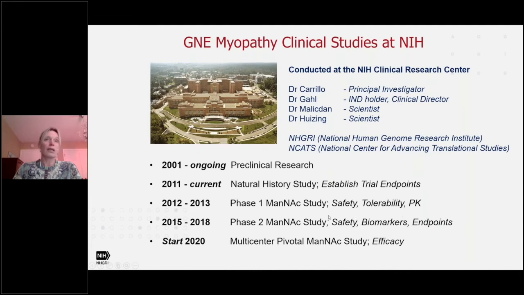We are still finalizing the final data of this. A little bit more about this later. And we're getting ready to start a multicenter pivotal study for ManNAc in GNE myopathy to show ultimate efficacy of the drug for FDA registration.